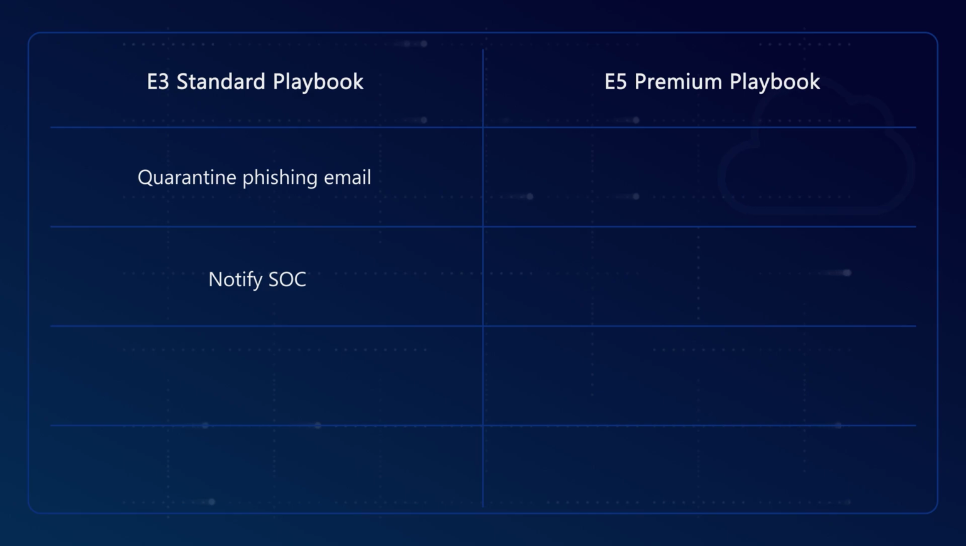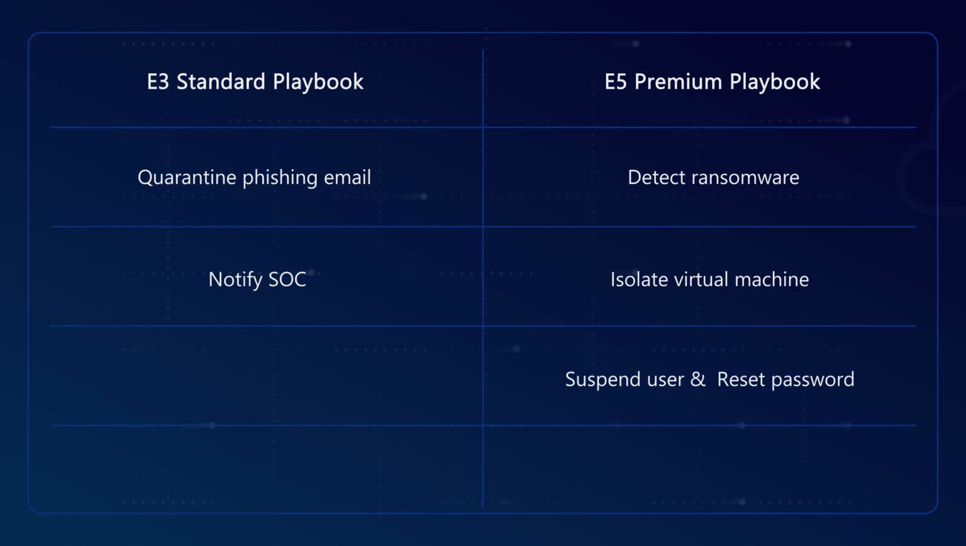From an E5 perspective, these supercharge the playbooks and automations because we now have access to the premium connectors and in turn premium data. So here we're talking about Microsoft Graph, or we're talking about third-party APIs, even ServiceNow. So as an example, you can detect ransomware. Then you can isolate that specific VM. You can also then suspend the user, followed by resetting their password, and this can all be done automatically.